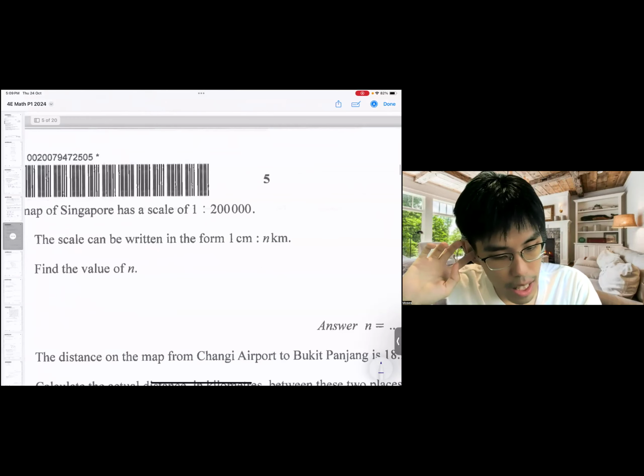Okay, next. ABCD trapezium. Angle CBA, angle BAD, and angle ADC are in the ratio 9 to 3 to 2. So this is 9 units, this is 3 units, this is 2 units. Find angle BCD.